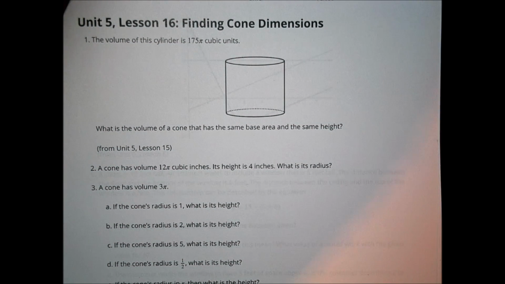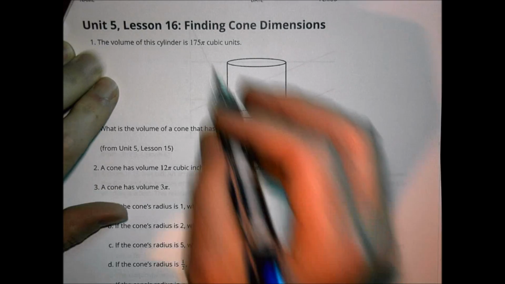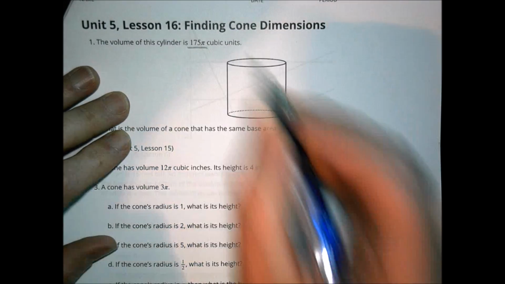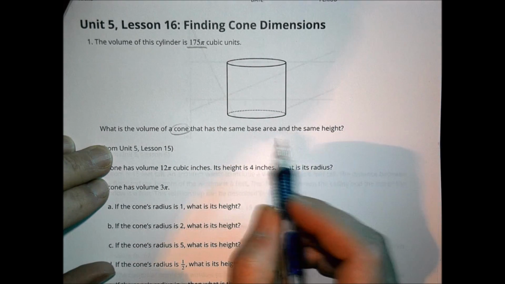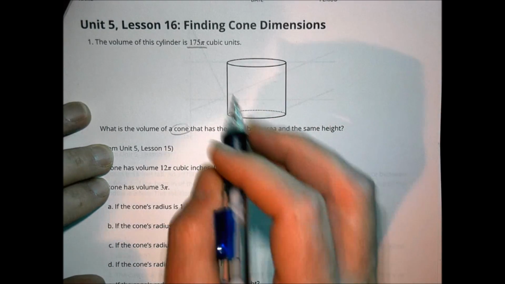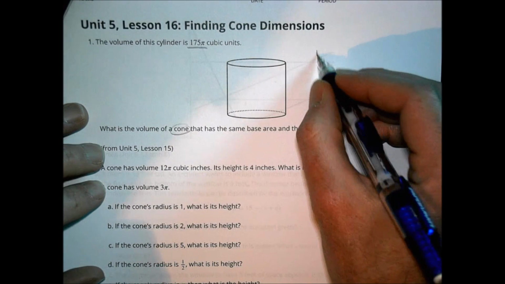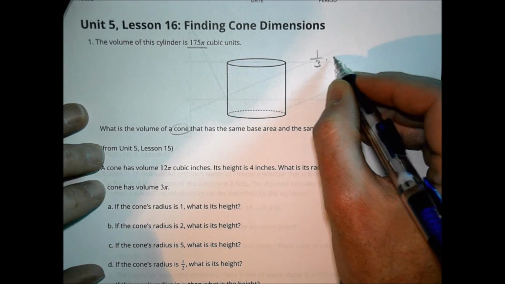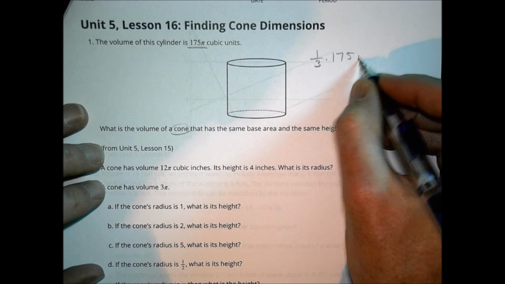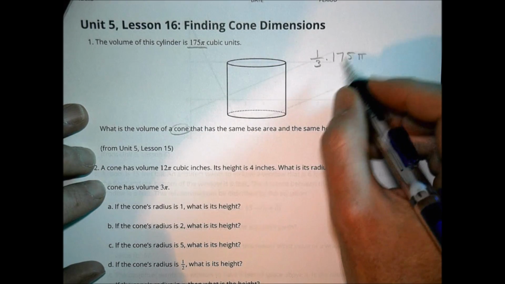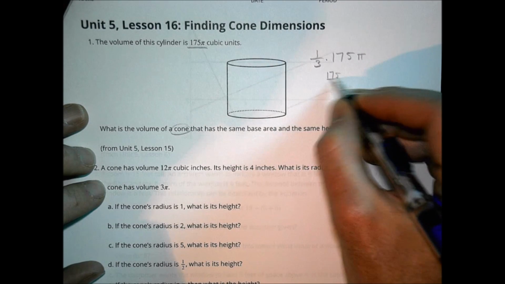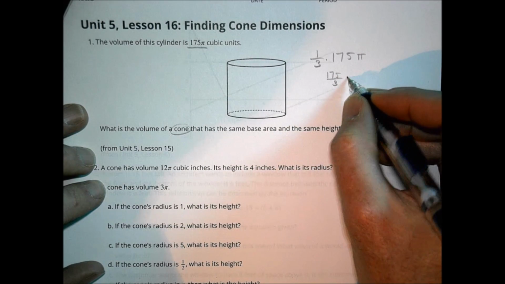All right, so here we go, homework time. The volume of a cylinder is 175 pi. What is the volume of a cone that has the same base area and same base height? A cone is 1/3 of the volume of the cylinder, 175 pi. So you have 175 over 3 times pi.